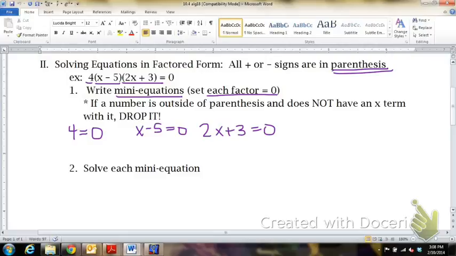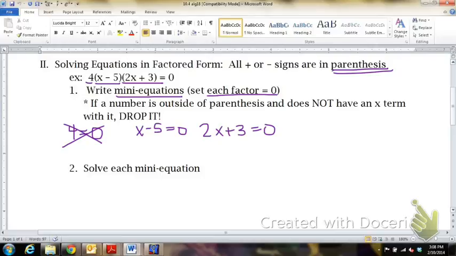Now, if I have a number that does not have an x term, like this 4, this doesn't make any sense. 4 equals 0, so I'm just going to drop that. If there was an x there, then I would have to solve it. You'd just get 0 as your answer for that one, but you have to include it if there's an x. If there's no x, just ditch it.